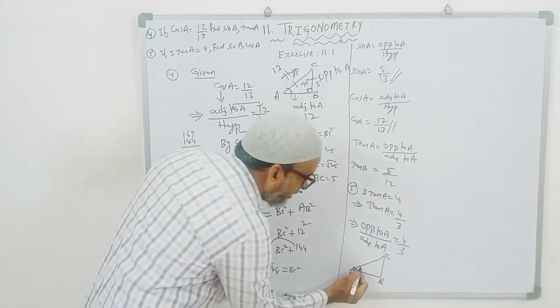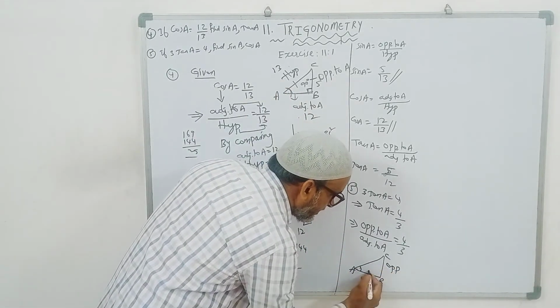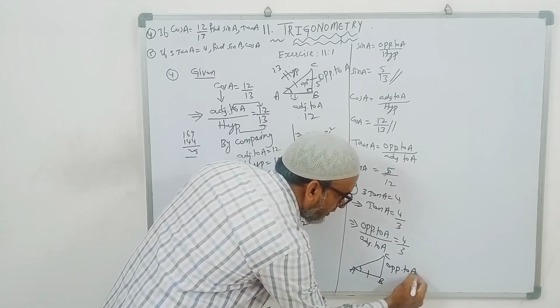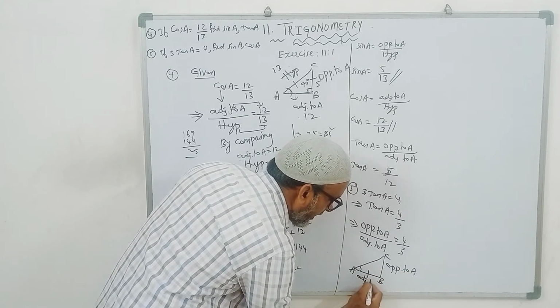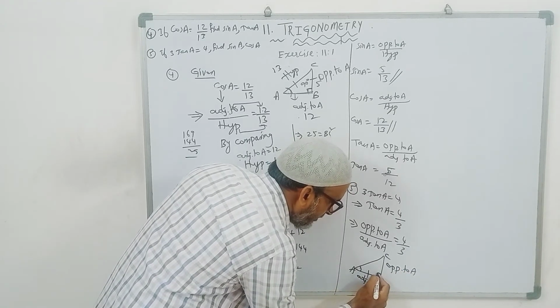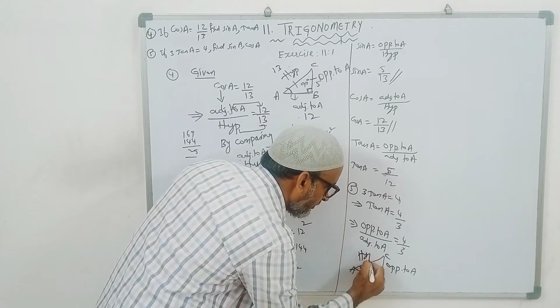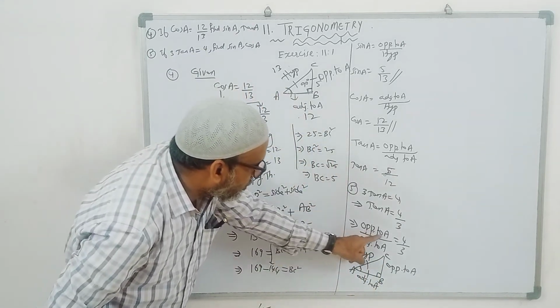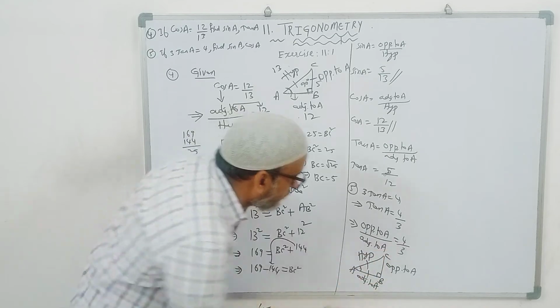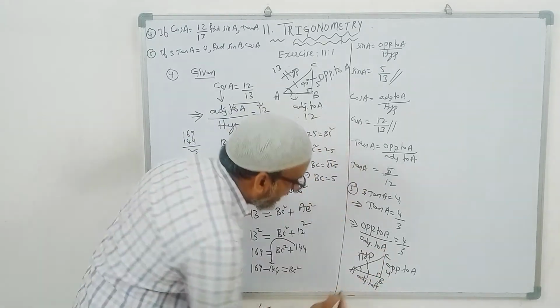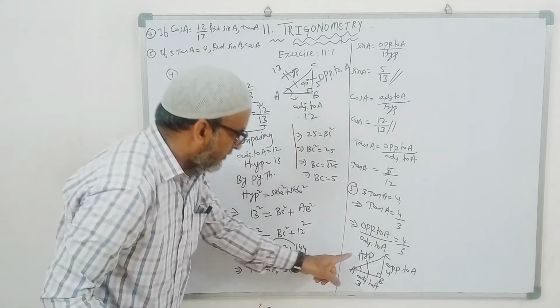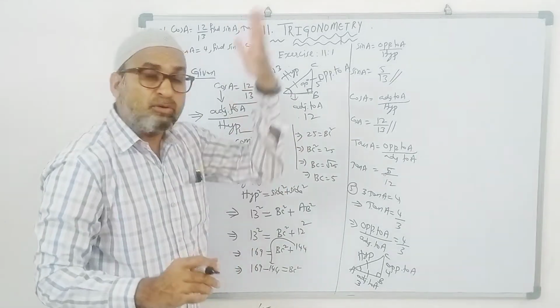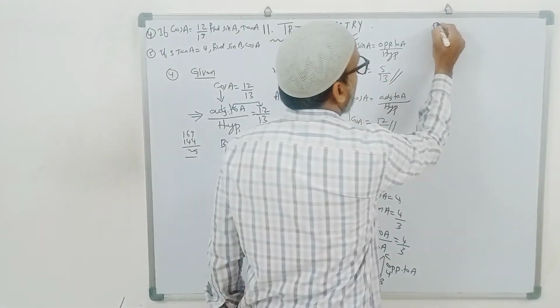According to this, this is opposite to A. This is adjacent to A. This is angle B. This is the hypotenuse. Now by comparing, opposite to A value is 4, adjacent to A is 3. We don't know this side. We should find that side by using the Pythagoras theorem.